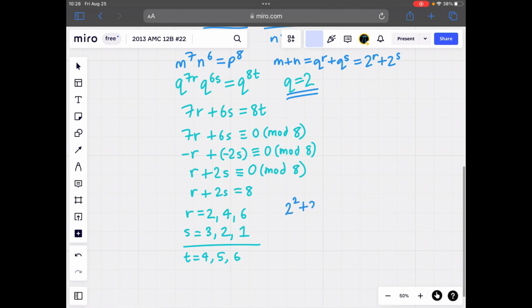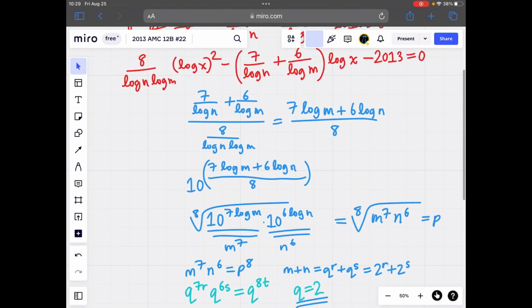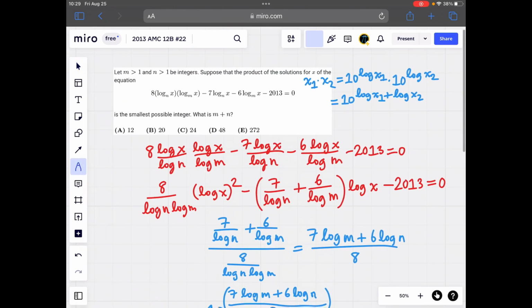So the first one gives us 2 squared plus 2 cubed, which is equal to 4 plus 8, and that's 12. The second one gives us 2 squared plus 2 to the 4th, which is 4 plus 16, and that's 20. The last one gives us 2 to the 1 plus 2 to the 6th. And that's equal to 2 plus 64, which is 66. Clearly way too high. The smallest of these is 12, and that is answer choice A.